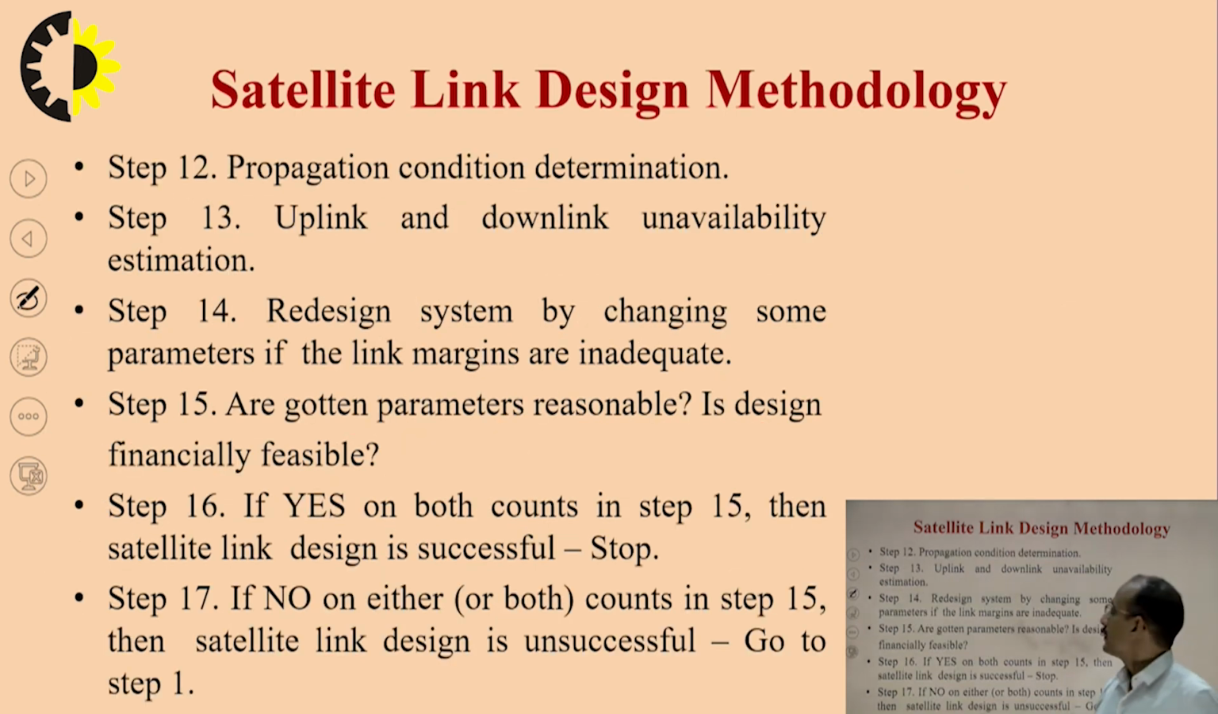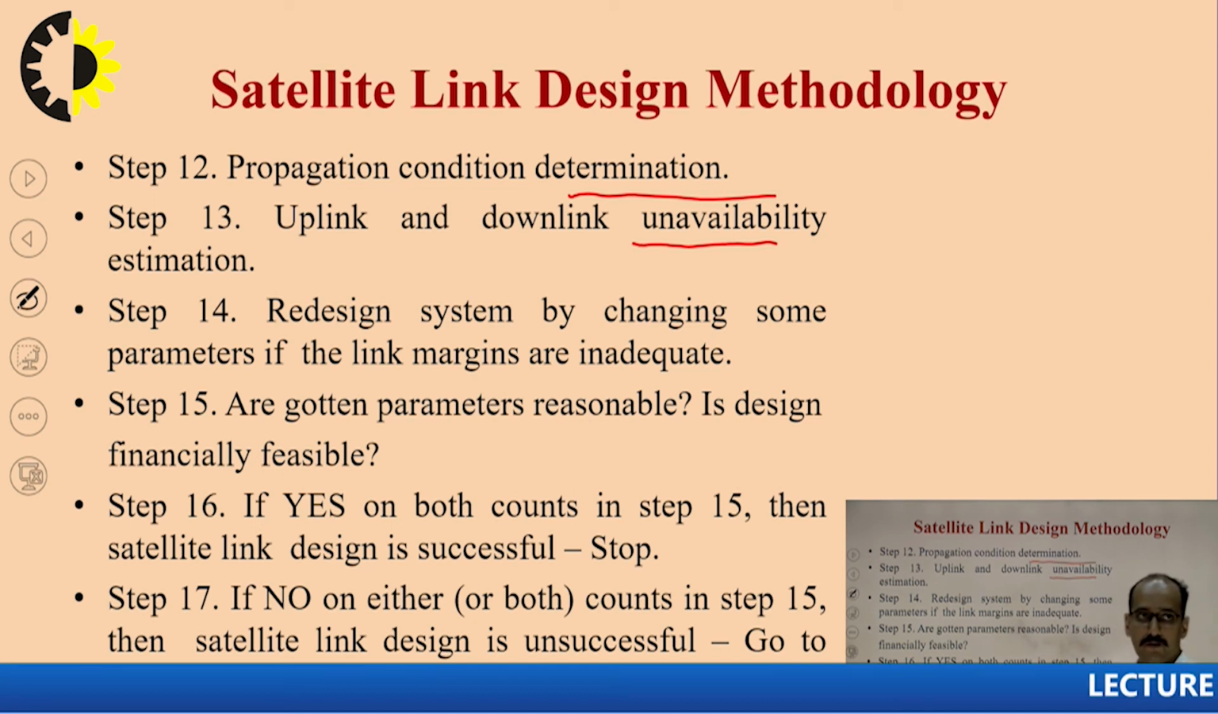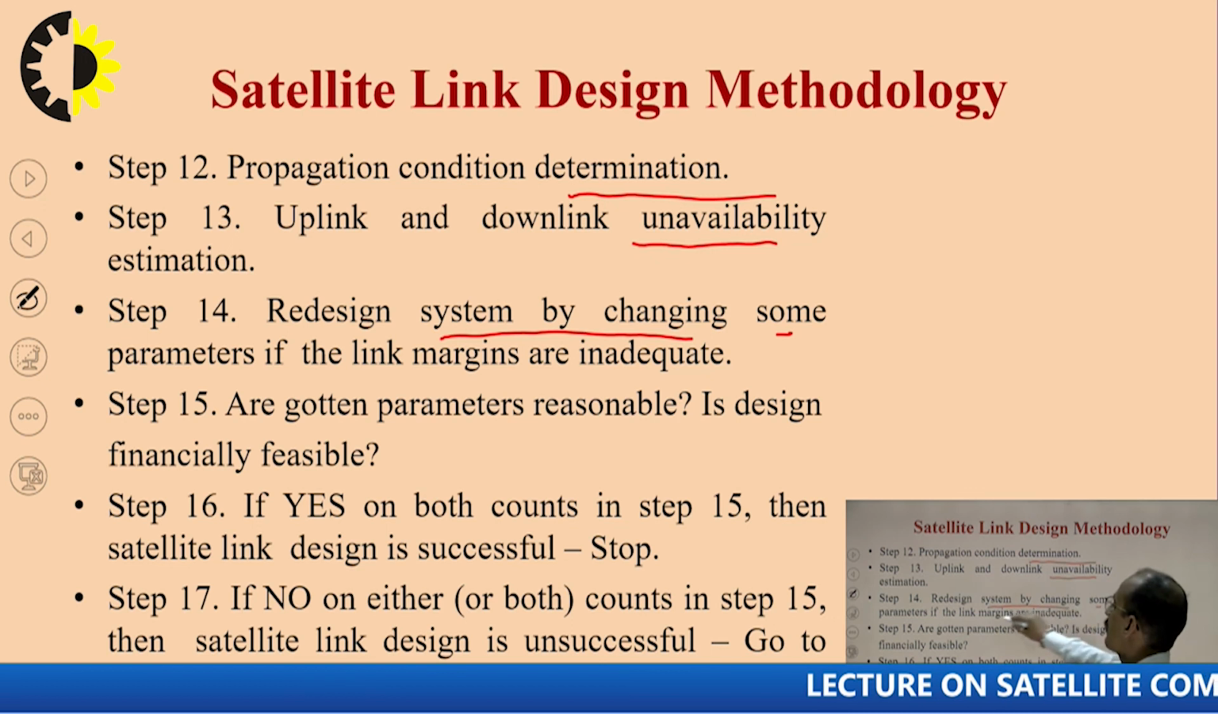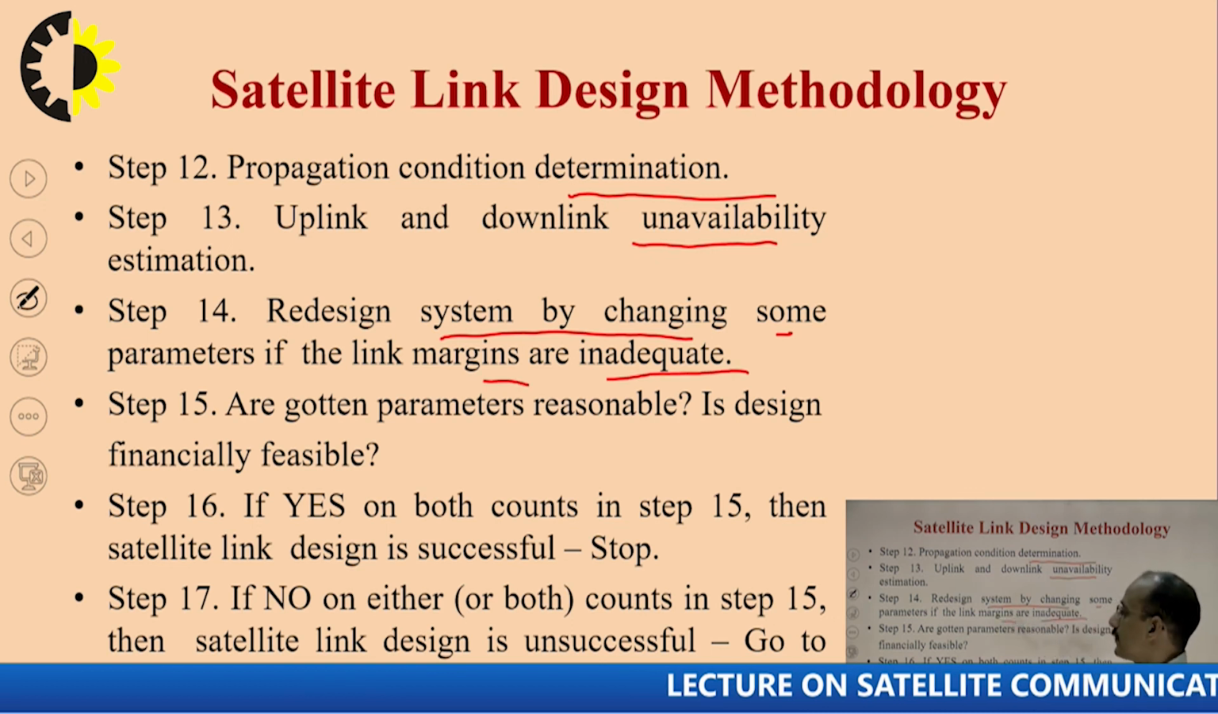Then the next is propagation condition determination. After taking out all these conditions, you have to find out which kind of propagation conditions have to be faced by the signals to propagate from earth to the satellite. Then uplink and downlink availability estimation, when basically the uplink and downlink are not available for communication. Then redesigning the system by changing some of the parameters if link margins are inadequate.